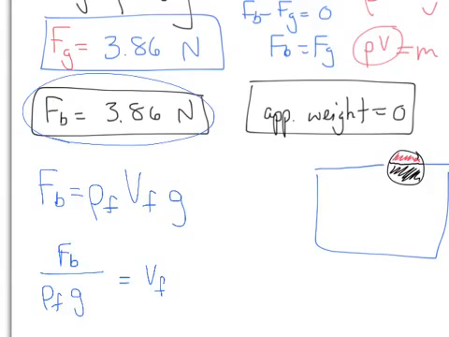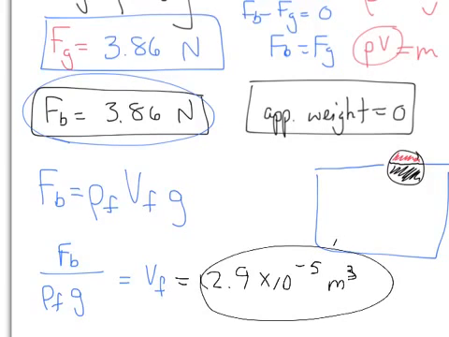And if we plug in the force of buoyancy here, the force of buoyancy is 3.86. The density of the fluid, which is mercury, is 13.6 times 10 to the third. And we multiply that by our gravitational constant. That gives us a final value of 2.9 times 10 to the negative fifth cubic meters. This is the amount of volume that is underwater.